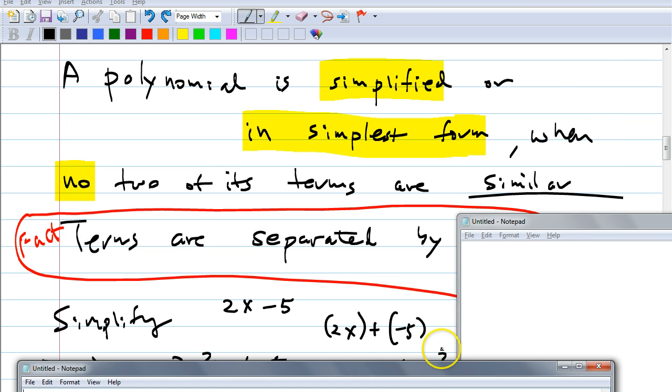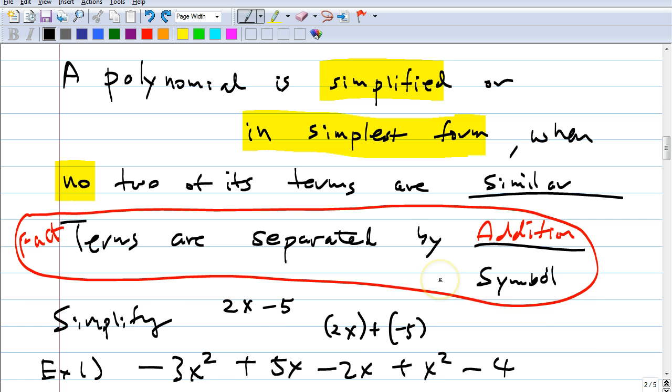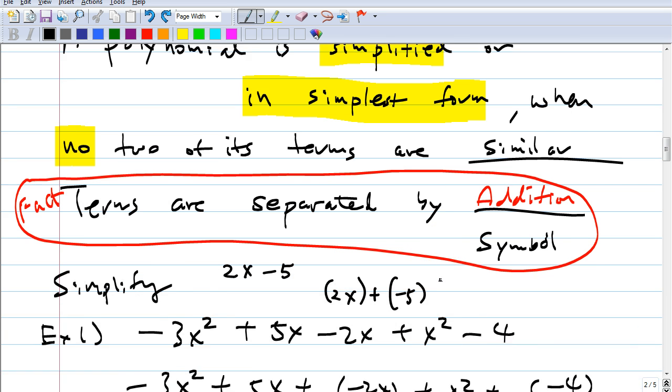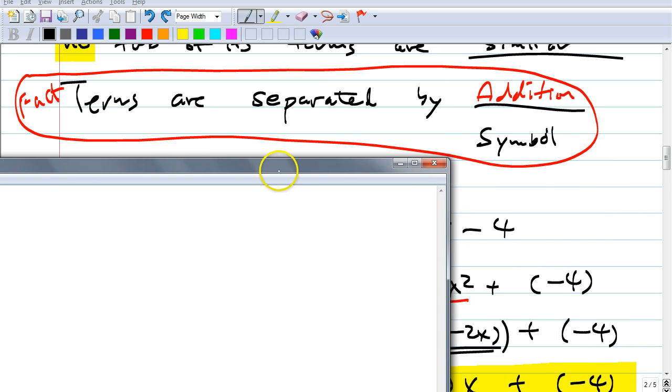Uh-oh, showing you all the answer. So terms are separated by, that's another fact that you should know. Which symbol separates terms? Which operation, I should say? Chris? Addition symbol is correct. Did you guys know that? So terms are separated by addition symbol.